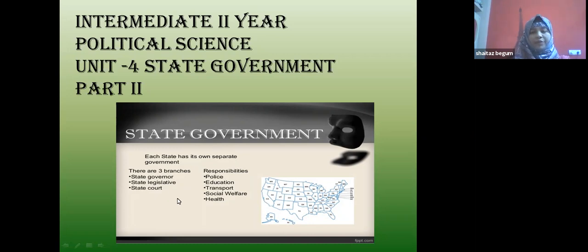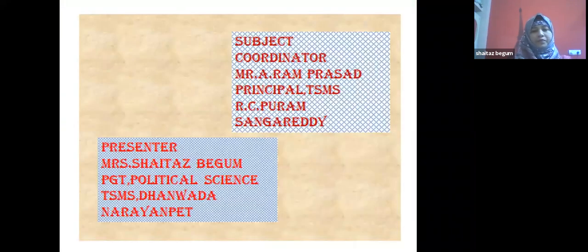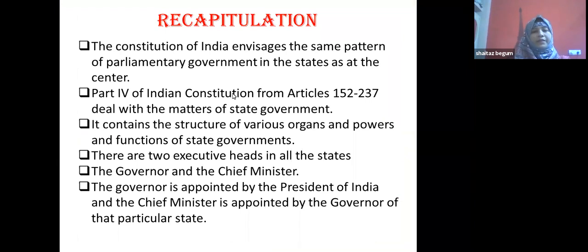So in this chapter, we are going to discuss thoroughly about the different aspects, different powers and functions of these branches of the government. Now let us recapitulate, let us recall what we have learned in our previous session, because that is very compulsory, because this is a continuation session.